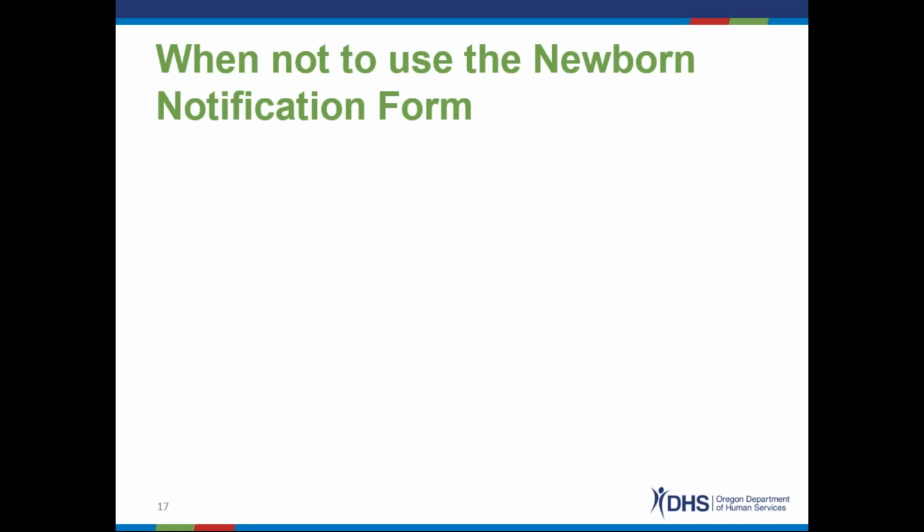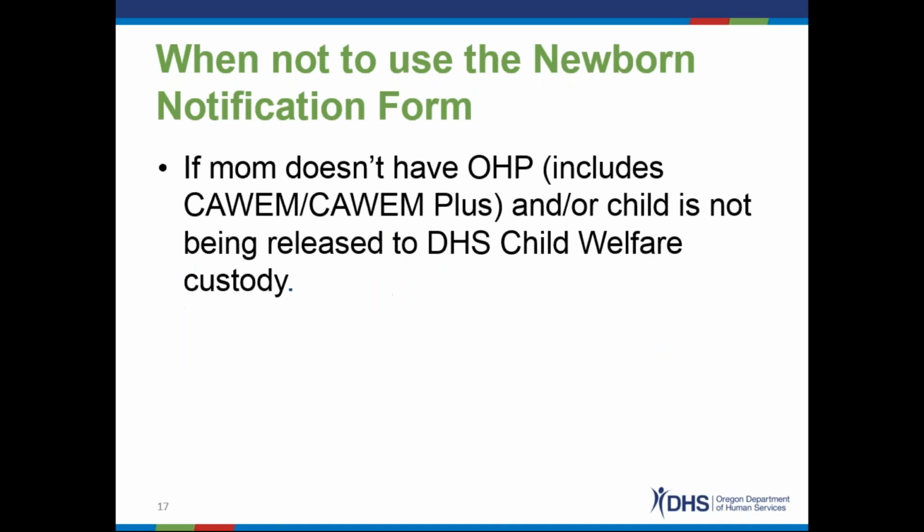So we also want to highlight when not to use the newborn notification form. If mom doesn't have OHP, again, if she doesn't have OHP CAWEM or CAWEM Plus, and/or the child is not being released to DHS Child Welfare. So if you're wanting to submit a form and mom doesn't have OHP, you're going to have to complete a full application to get the newborn onto OHP.